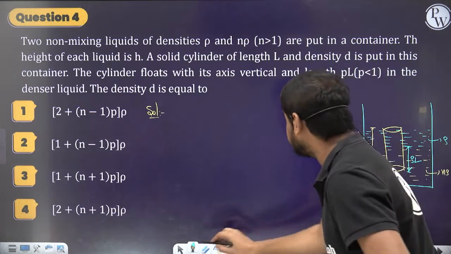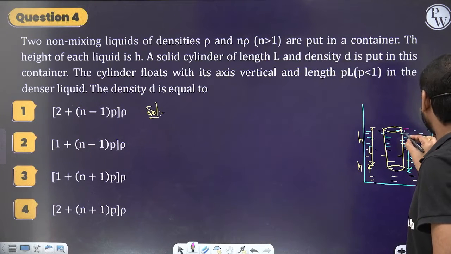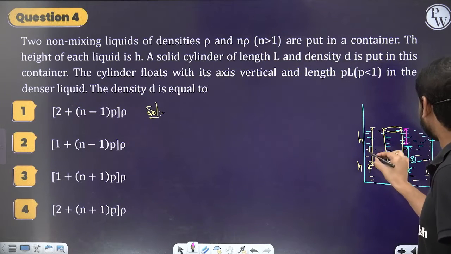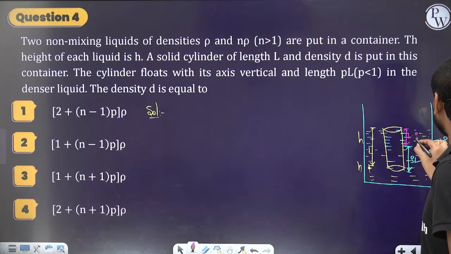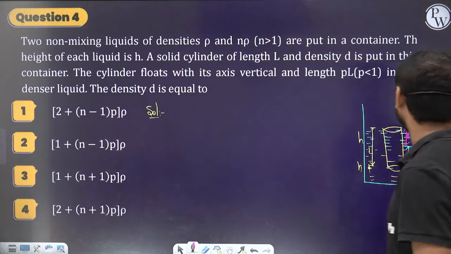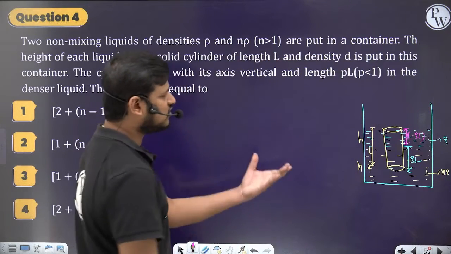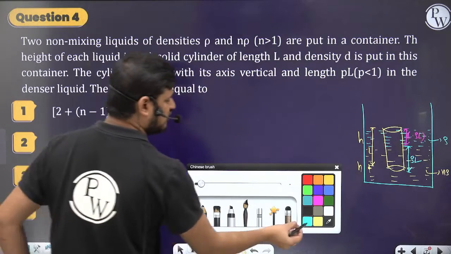Now what will this length become? The total length is L, so this length will become L minus rho L. So that's it. We have got enough information, so now you can go for the calculations.